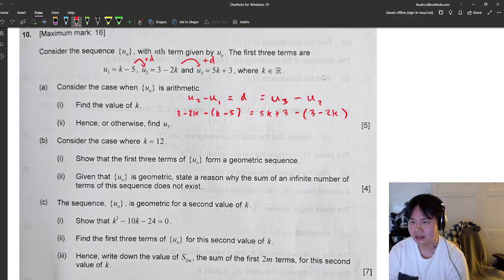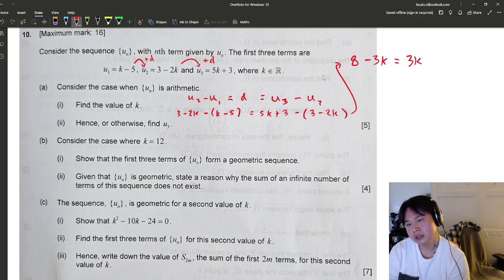Okay. Collect like terms. We have 3 plus 5 is 8, minus 3k is equal to positive 3k. Okay, so then that means that k is what, 8 over 6?